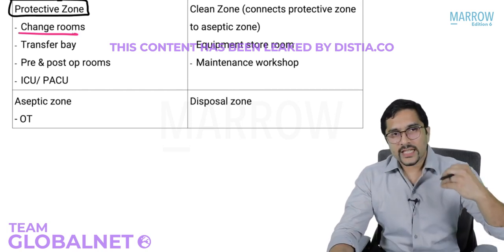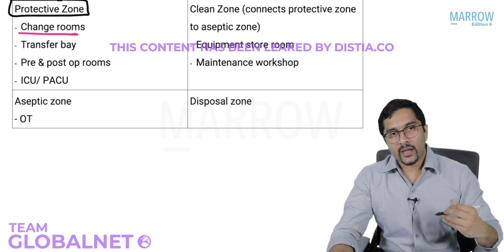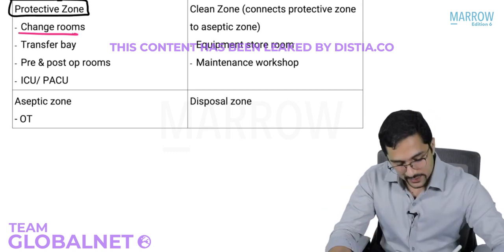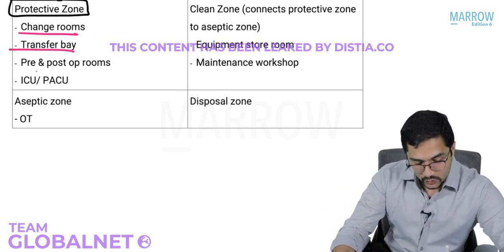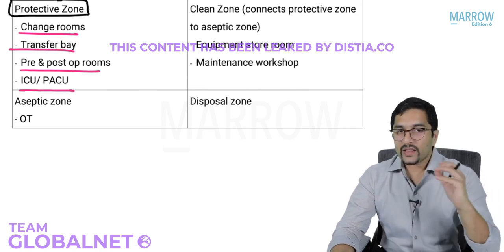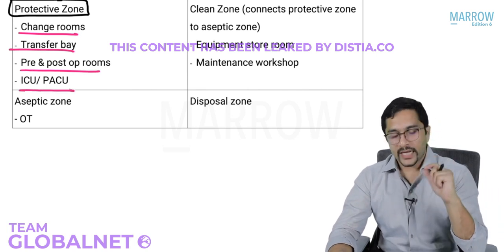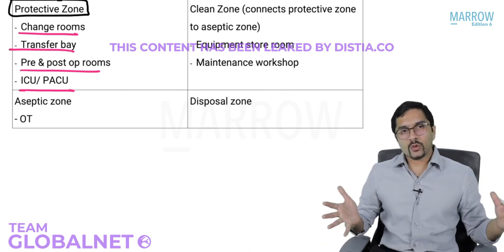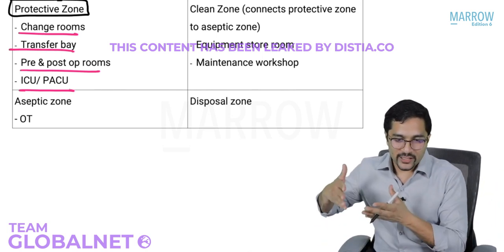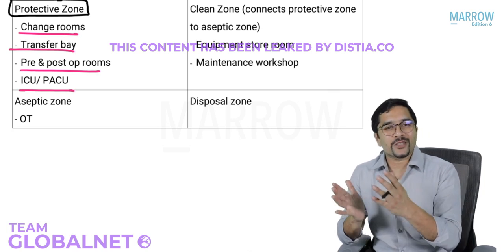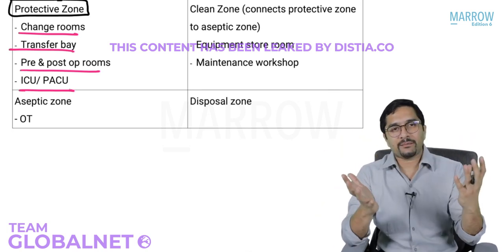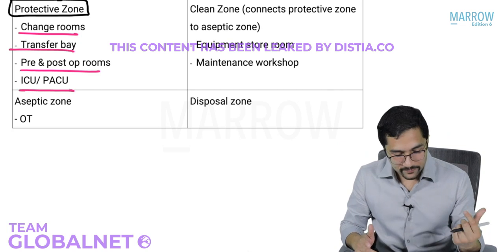Once you come out of the changing room, you will see the transfer bay where the patients are received and the patients are sent back. The pre and the post-operative rooms and the ICU. All this is present in the protective zone. Okay. And I will show you a video of all these zones as well. I'll take you on a journey through all these zones so that you have a clear concept in your mind and you can retain them easily.